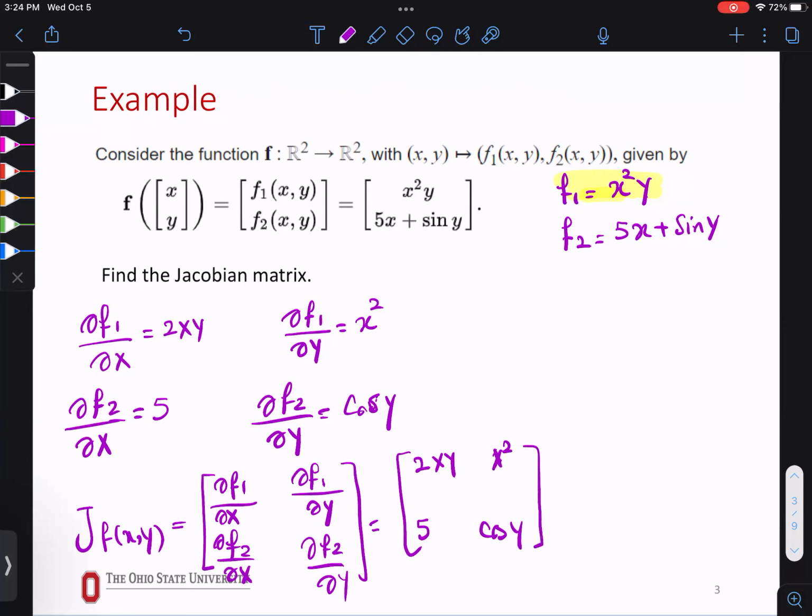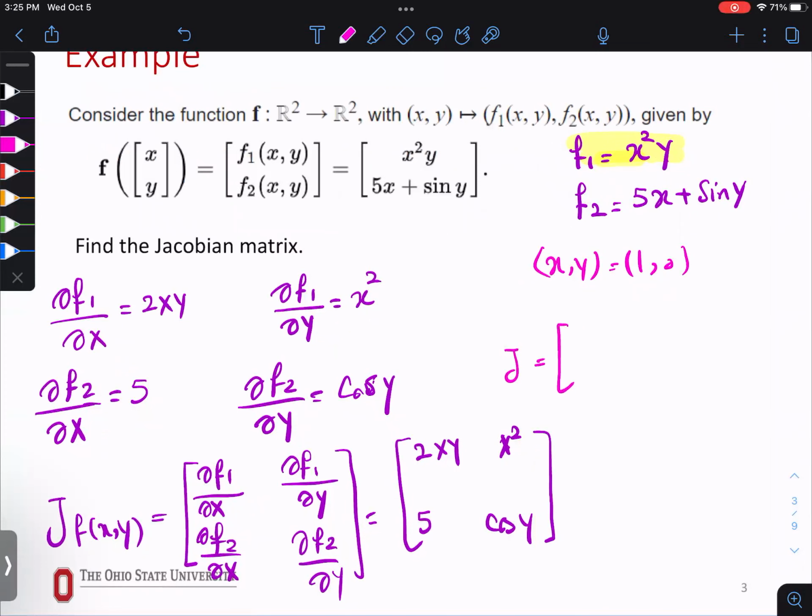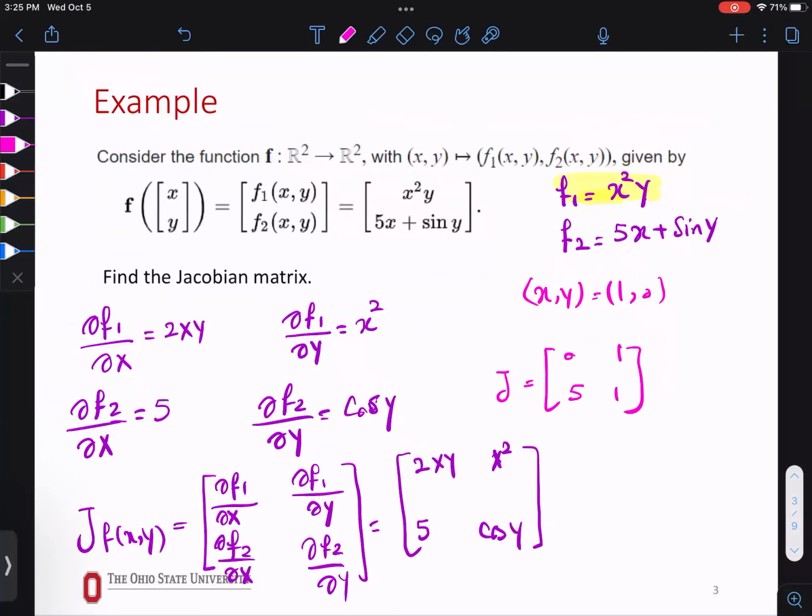Now, why is this useful? Because this is the Jacobian of my system, right? So if I ask what the output of the system would look like if my inputs, x and y, were 1 and 0, what would the Jacobian look like for that very specific case? Then the Jacobian would be 0, 1, 5, 1. You just replace those numbers. So you only have to do this one time.